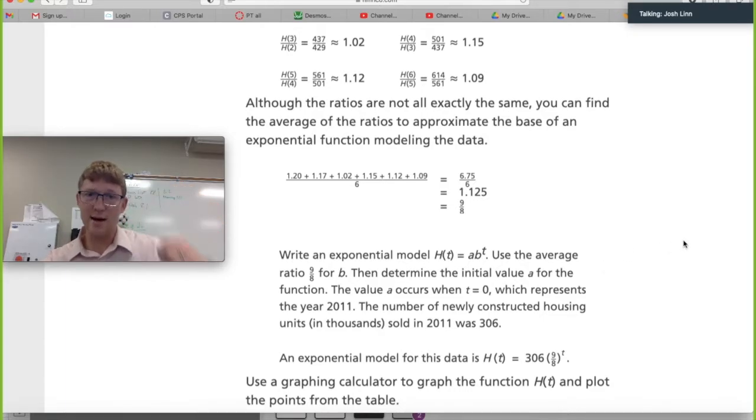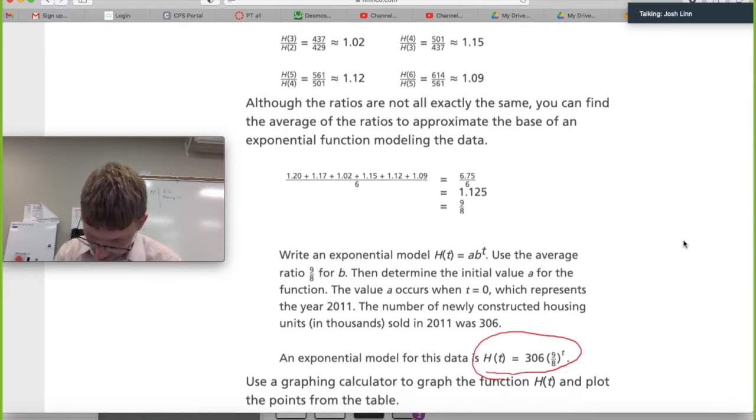So now that we have our average, our b, or our base, is going to be 9 over 8. We said that 2011 is going to be our t equals 0. And so then if we say things that are in thousands, we've got our equation right here. So 306, which is kind of where we started, times 9 over 8 to the power of t. So we came up with that.